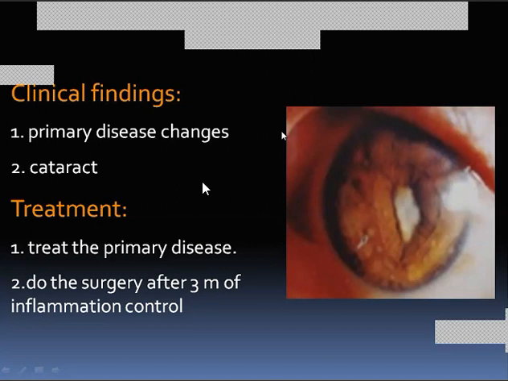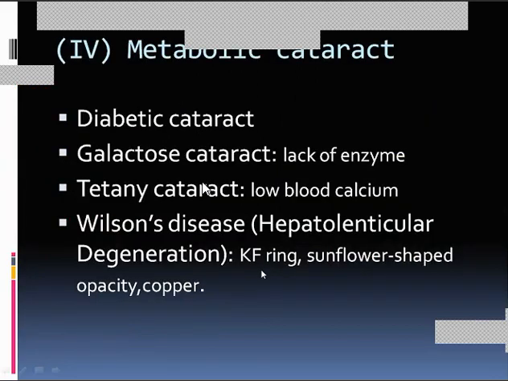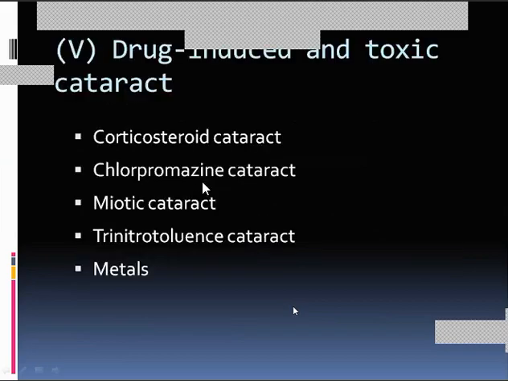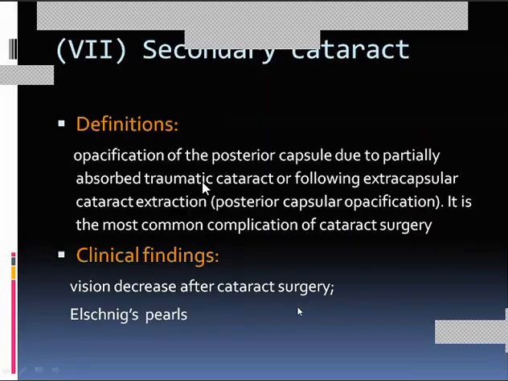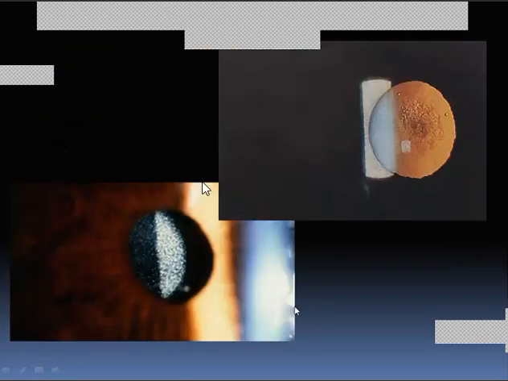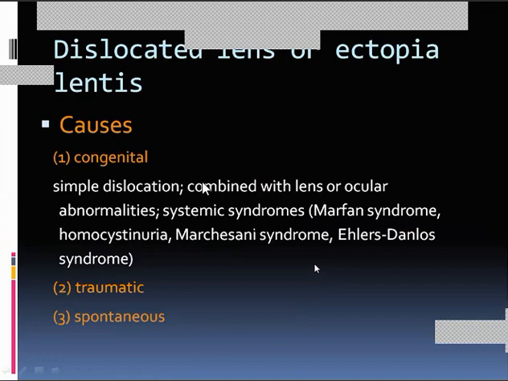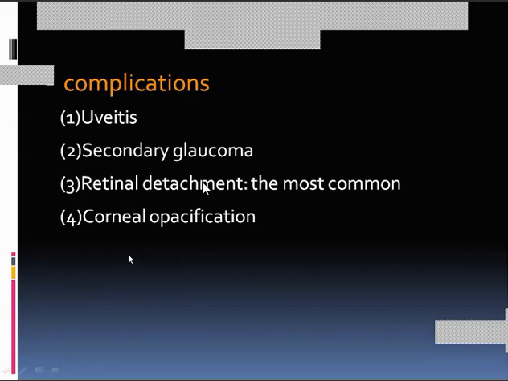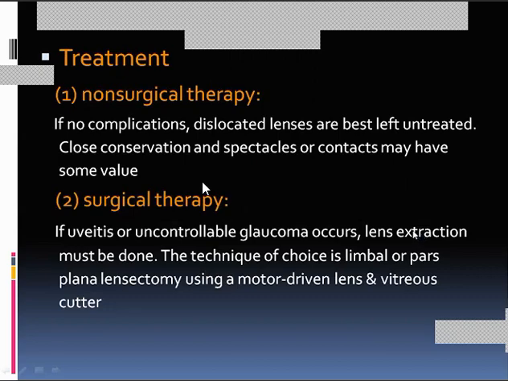Then what we have to do is remove the primary cause and then do the surgery after 3 months of the inflammation. With inflammation, you should not do any surgery, even though the lens is cataractous. I think it is all over in the previous class. I already told you the complications: secondary glaucoma, retina.